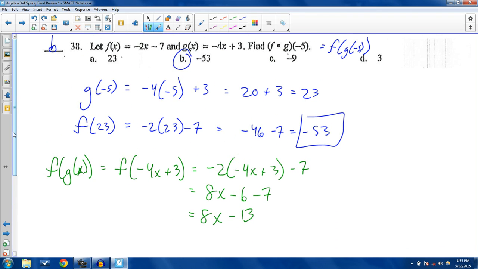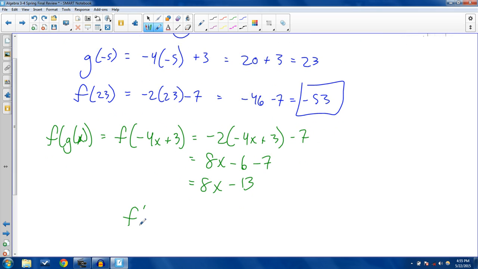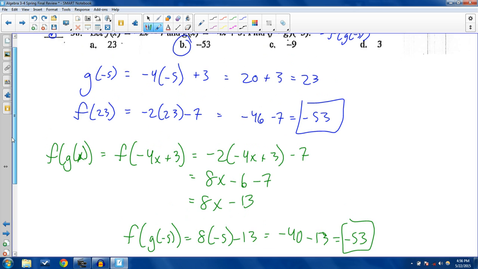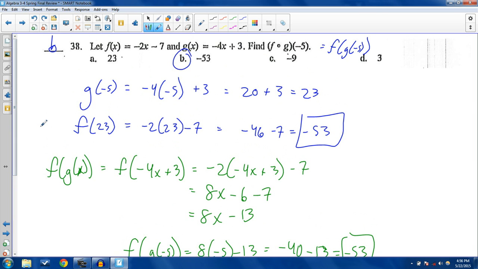Now I substitute negative 5 into this equation. Technically it's f of g of negative 5. When I substitute negative 5, I get 8 times negative 5 minus 13, which is negative 40 minus 13, which is negative 53. It looks like it was more steps, but either way you still arrive at negative 53, B, and according to my sheet, yep, B is the correct answer.